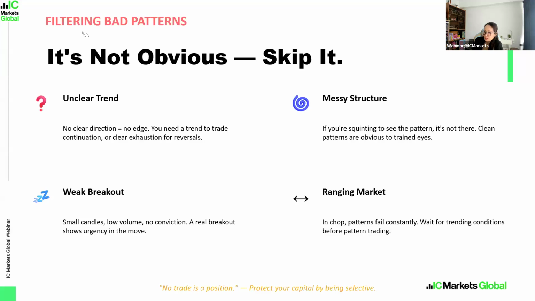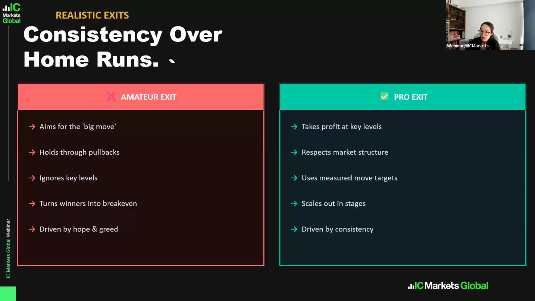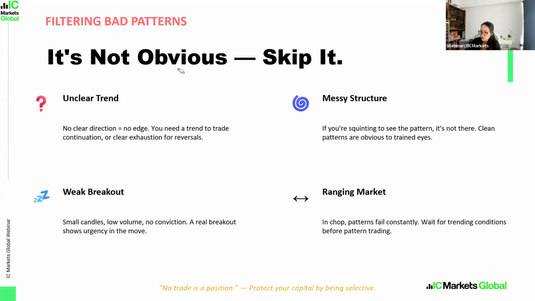Filtering bad patterns: if the pattern is not obvious, skip it. Unclear trend: whenever you see an unclear trend, don't trade. Weak breakout: a weak breakout means a small candle, low volume, no conviction. A real breakout shows urgency in the move. Whenever I talk of a breakout, it has to be with a large, long body that breaks the key level and creates the fair value gap. To me, that's a really strong breakout: a break of the key level with a long candle that creates the FVG.